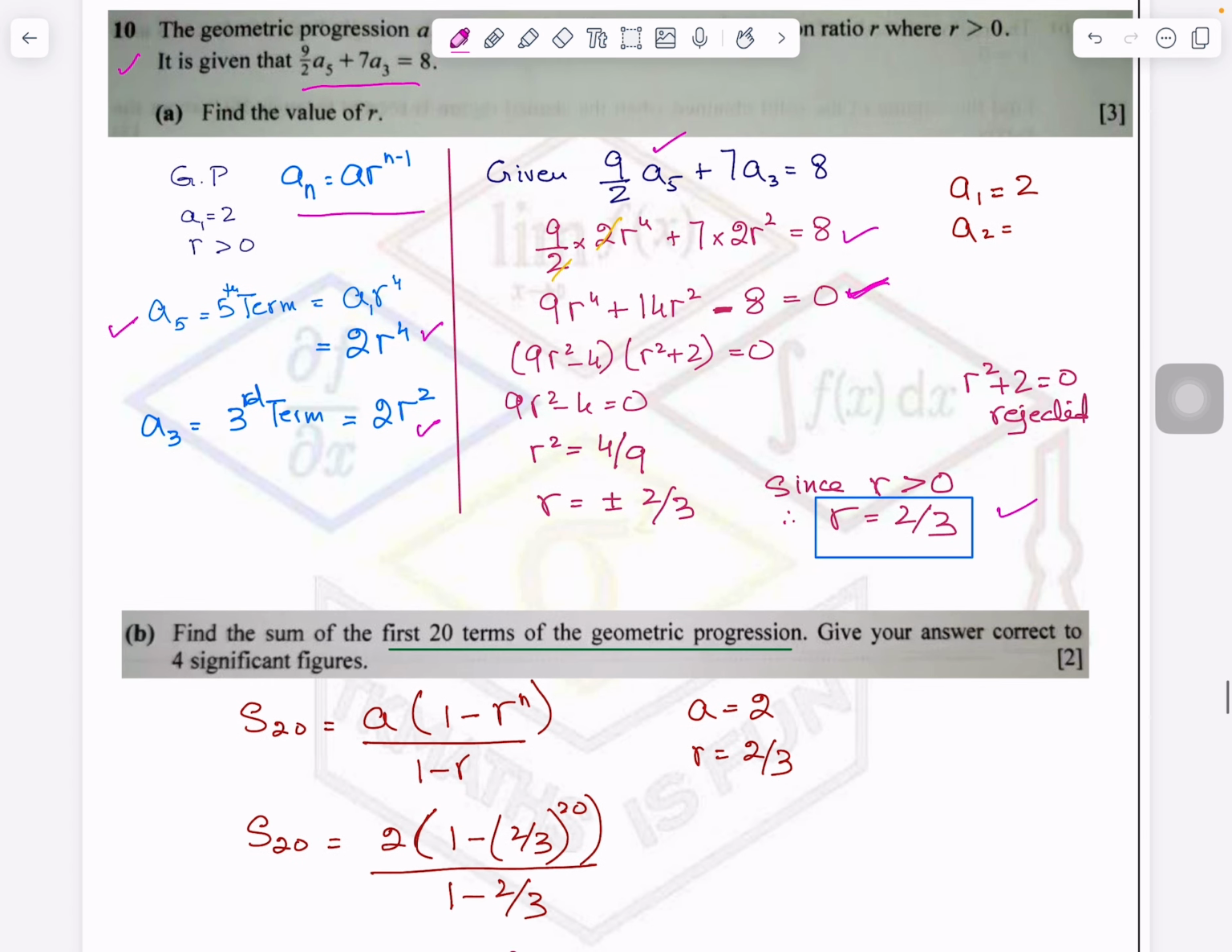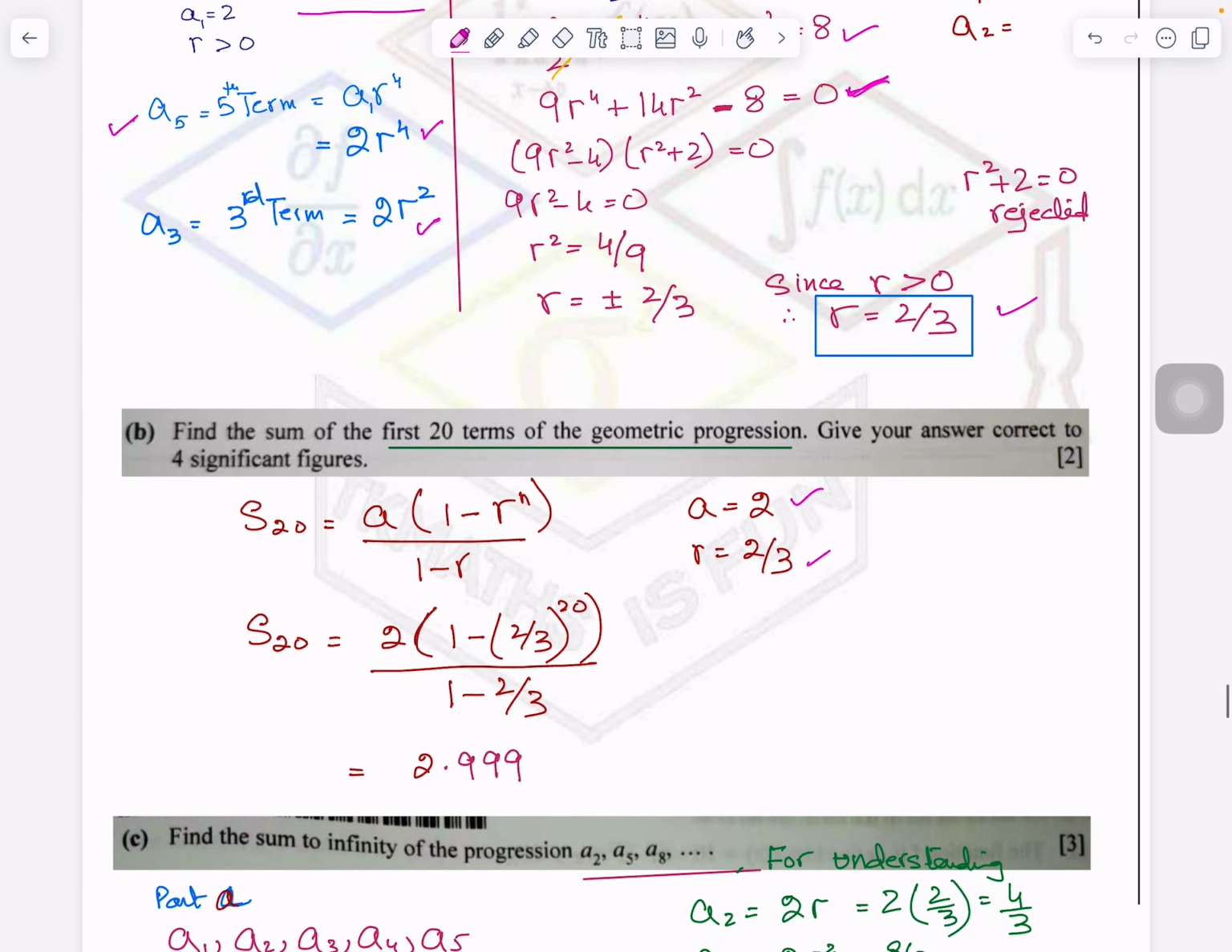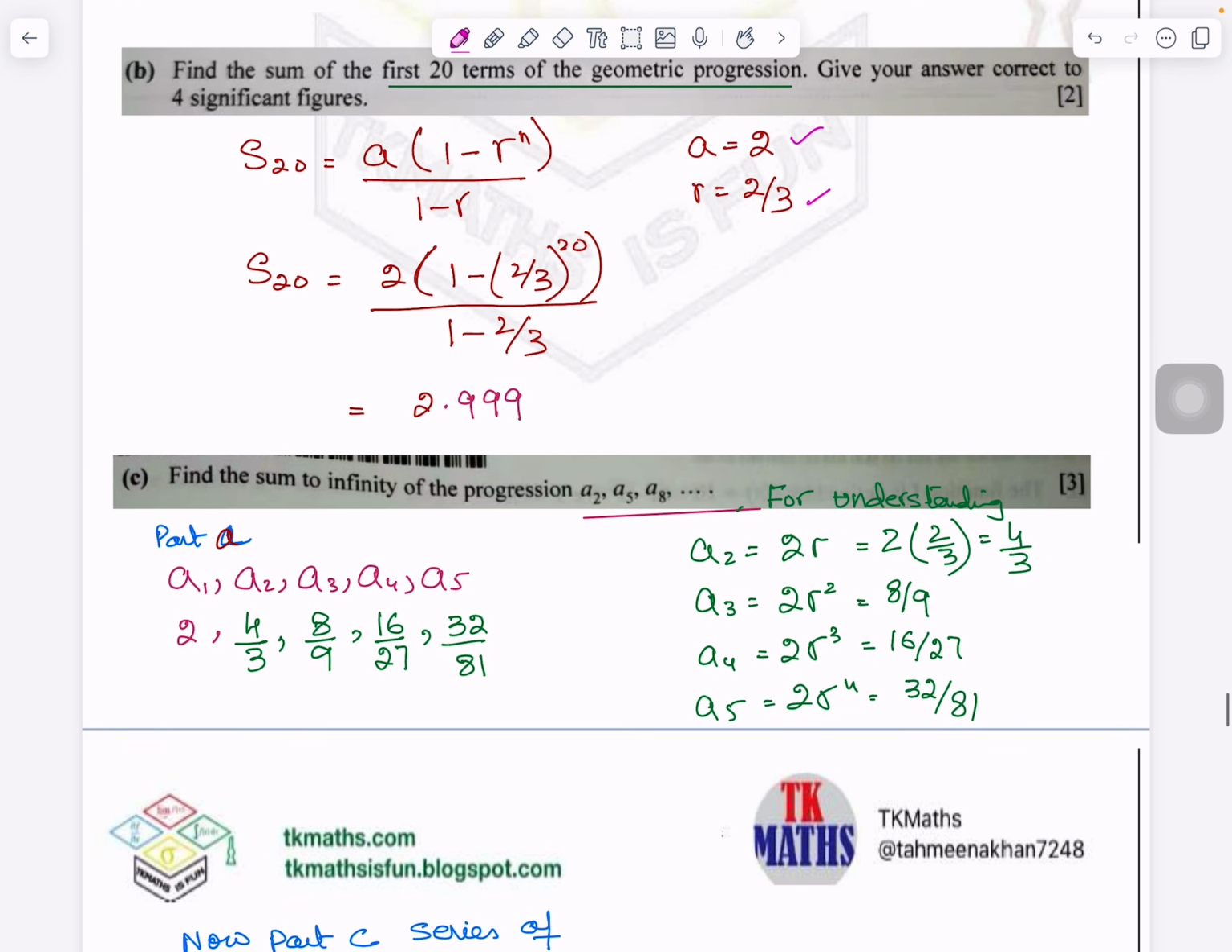Then after that, find the sum of the first 20 terms of the geometric progression. Now this is straightforward because it is saying the first 20 terms, first term is a, r is 2 upon 3. I'm simply substituting and getting the answer. Part C is tricky because it was saying find the sum to infinity. Mostly it is overlooked that you have to find straight away the sum of infinity. But it is saying sum of infinity to this, right?